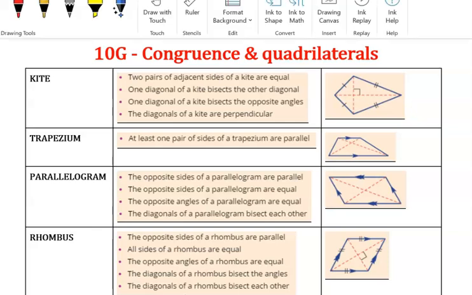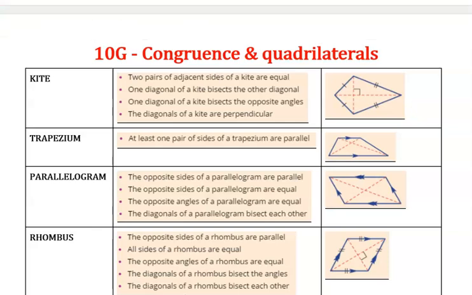Okay, these quadrilaterals all have sort of similar properties, so we just have to know how they work, and then we can find out how we can prove that they are congruent. So a kite has two pairs of adjacent sides that are equal to each other. So we don't know how long this is, but we know that that is equal to that.